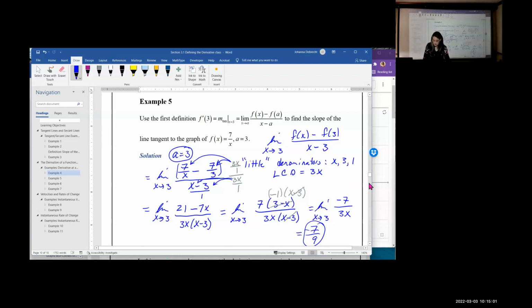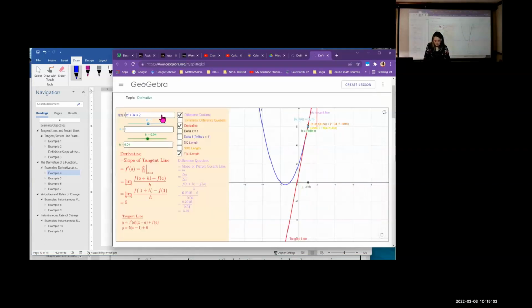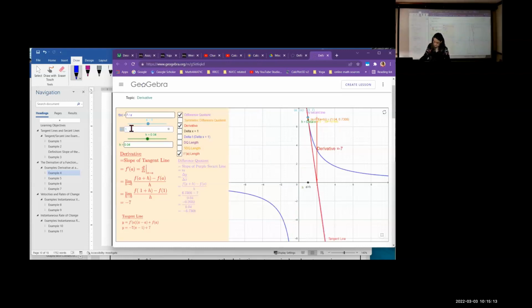Right? So we can look at this one over here. We can put this one in. We have 7/x. And we're approaching 3. Oh, my bad. I put in 13. 3. There we go. All right. And so we end up with -7/9.